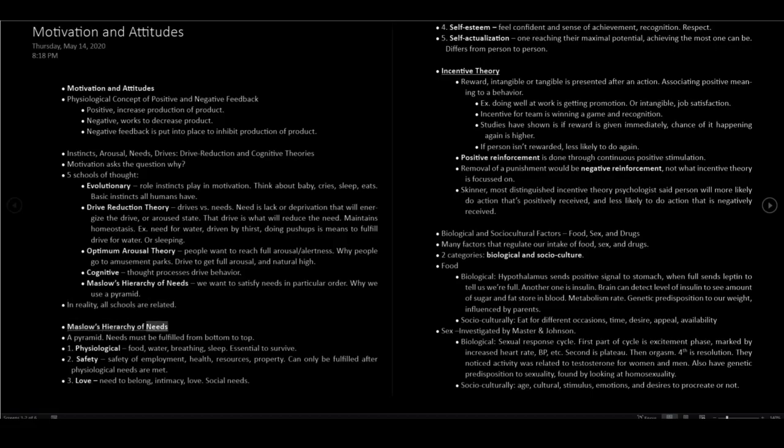Maslow's hierarchy of needs. A pyramid. Needs must be fulfilled from bottom to top. 1. Physiological: food, water, breathing, sleep. Essential to survive. 2. Safety of employment, health, resources, property. Can only be fulfilled after physiological needs are met.